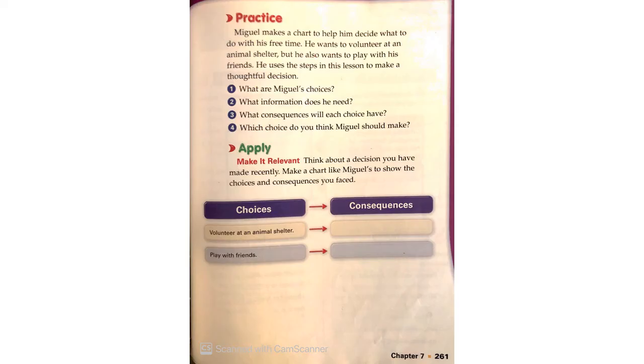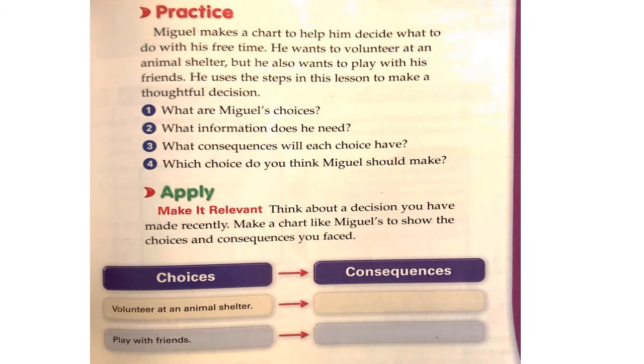So let's begin. Let's practice based on Miguel's choices. Okay, so let's read this paragraph. Well, Miguel makes a chart to help him decide what to do with his free time. So how do you come about choosing and making a decision if you've got multiple options? The first thing Miguel's done is that he has made a chart so that he can decide what he needs to do with his free time. He wants to volunteer at an animal shelter, but he also wants to play with his friends. He uses the steps in this lesson to make a thoughtful decision.